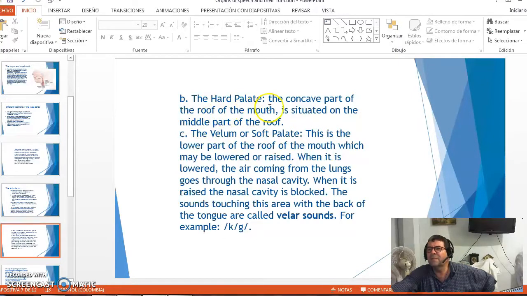B. A hard palate. The concave part of the roof of the mouth is situated on the middle part of the roof. C. The velum or soft palate. This is the lower part of the roof of the mouth which may be lowered or raised. When it is lowered, the air coming from the lungs goes through the nasal cavity. When it is raised, the nasal cavity is blocked. The sounds touching this area with the back of the tongue are called velar sounds. For example, k, g.